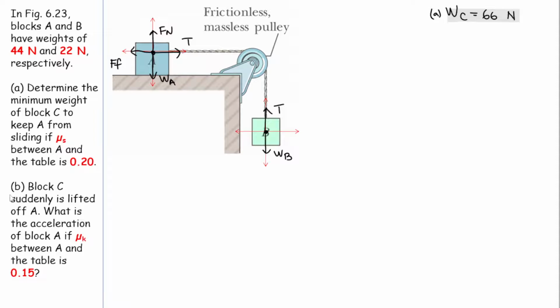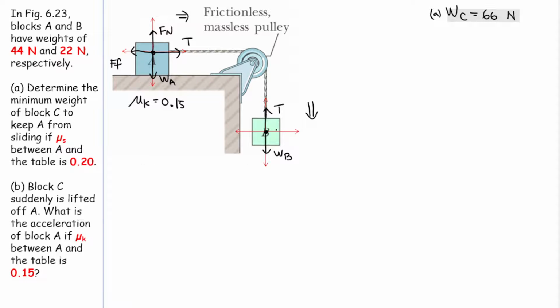Okay, now let's do question B. Block C is suddenly lifted off A. What is the acceleration of block A if mu k between A and the table is 0.15? So we'll have mu k equal to 0.15, and the free body diagram is more or less the same, but we have an acceleration going down. Logically, this block will move to the right, and this block going down.